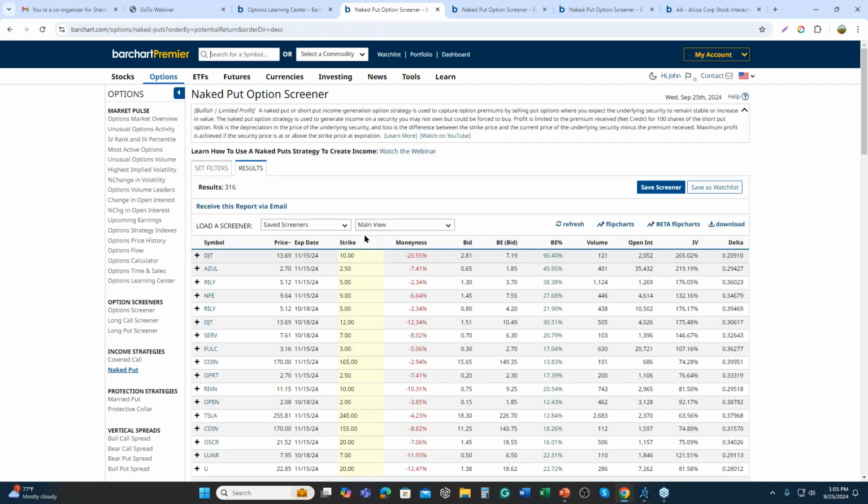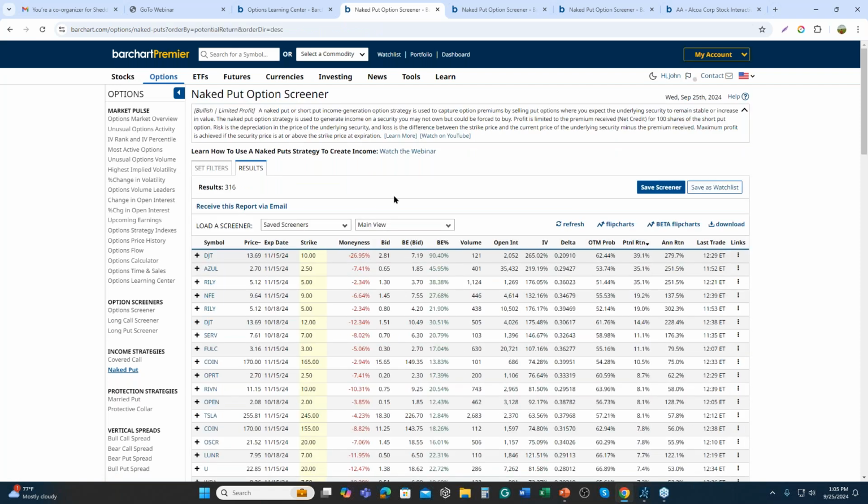And so again, as I mentioned in the opening, the naked put strategy is we try to capture premium by selling options, and we expect the underlying security to remain stable or to increase. Now, the risk is if that underlying price depreciates, and we could be forced to buy.